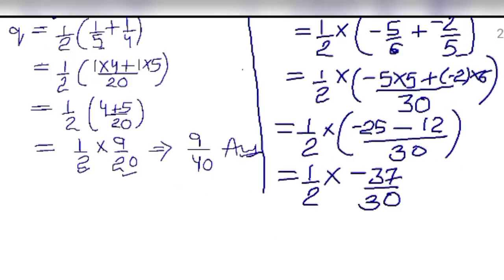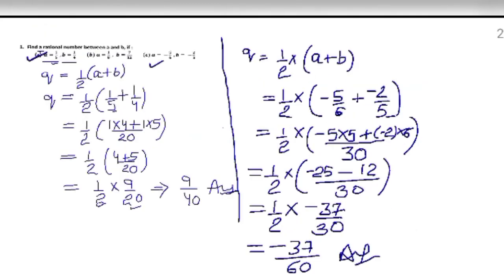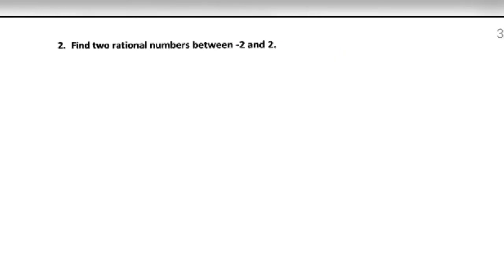Here numerator and denominator are not divisible by any same number, so we will simply multiply them. 37 ones are 37 with minus sign, 3 2s are 60. So the rational number between minus 5 upon 6 and minus 2 upon 5 is minus 37 upon 60. So here students, I have done A and C part. B part you will do yourself.